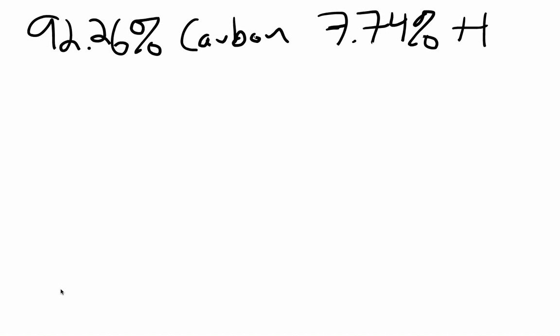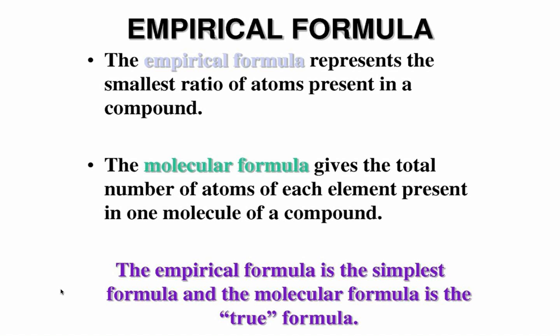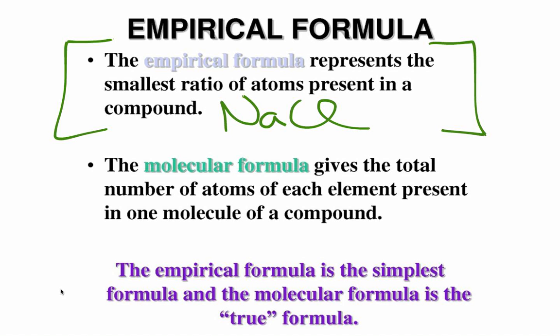So our first step in determining the empirical formula, and again the empirical formula is the smallest whole number ratio. So let's look at the definition first. The empirical formula represents the smallest ratio of elements present in a compound. Like when we write sodium chloride, that is an empirical formula, because remember that an ionic structure is a vast lattice. But the smallest repeating unit for an ionic compound like this would be sodium chloride. Now the molecular formula is actually what is there, all the stuff that is there.